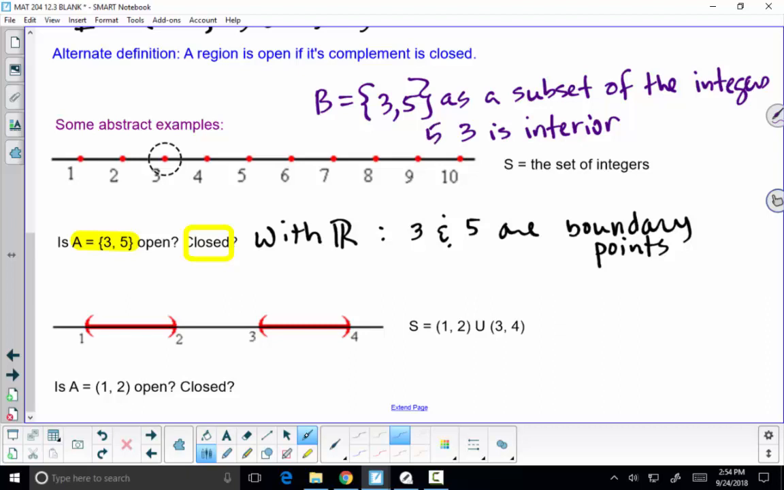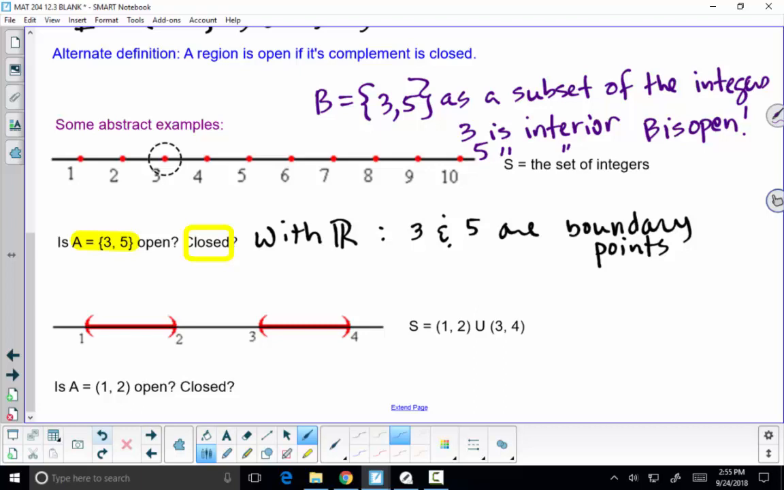So let's do 5. 5 is interior also. So B is open in this context. B is open. Is that always true? If you have a discrete set and then you take a subset of your discrete set, then yes, that will always be the case. Okay, now is B closed? We can see that B is closed in one of 2 ways.